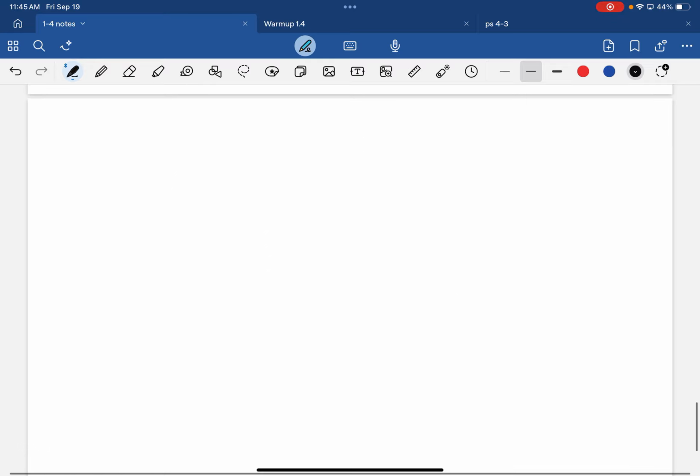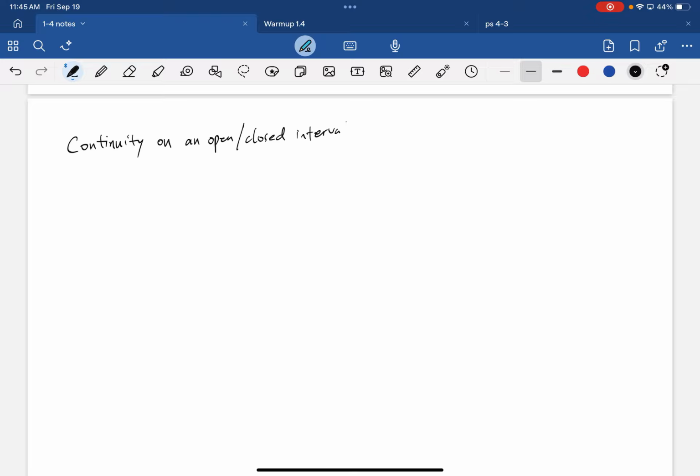Final two things are pretty quick, but they're just two more definitions that we need to go through. The first one is continuity on an open/closed interval. So sometimes a function is defined as continuous on an open interval, and sometimes it's defined as continuous on a closed interval. That's because some functions, right, they're only defined on a certain domain.